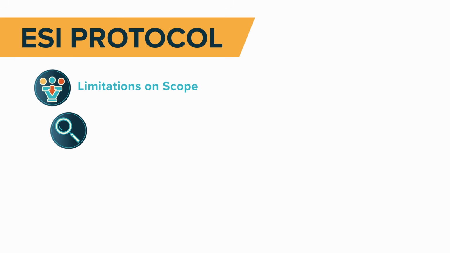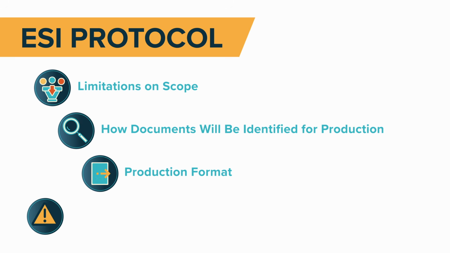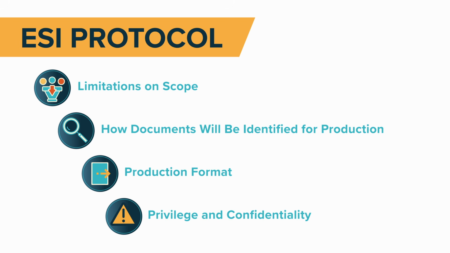These are the four main categories of negotiation: scope, searching and filtering, form of production, and privilege clawback. While there can be a number of other potential areas of negotiation, these four areas constitute the majority of the terms included in an ESI protocol.